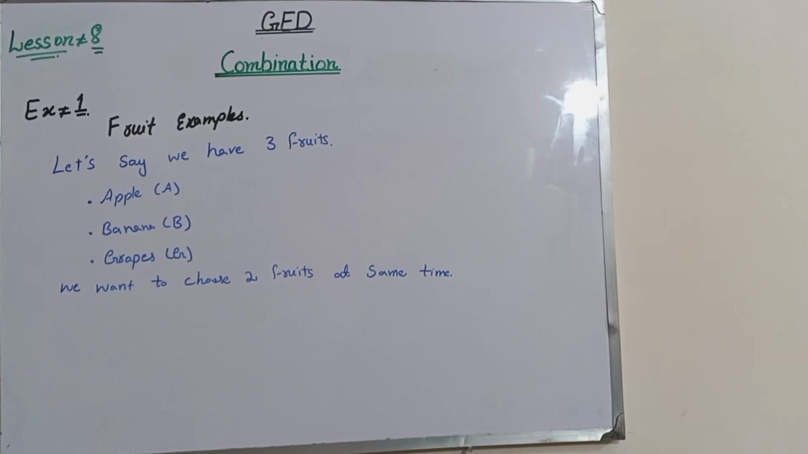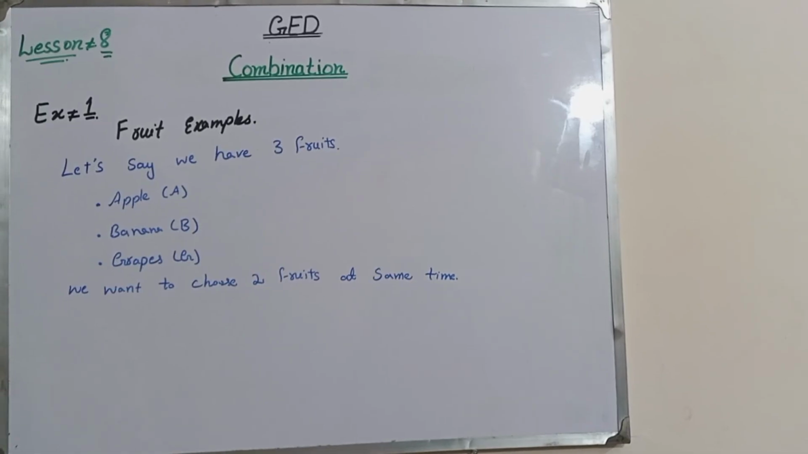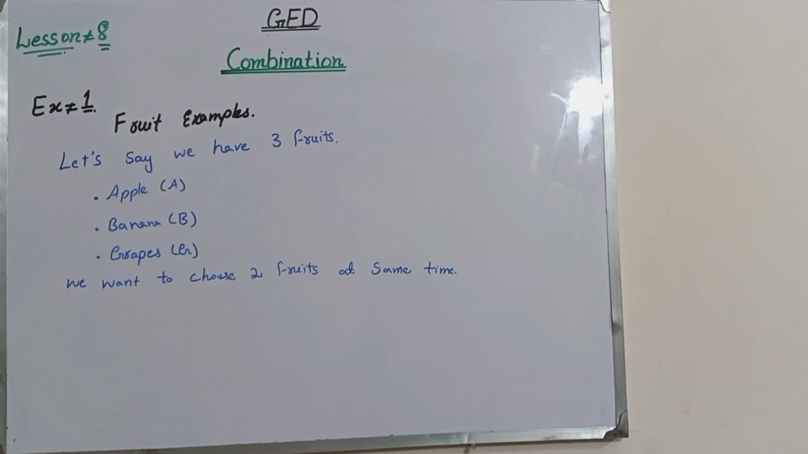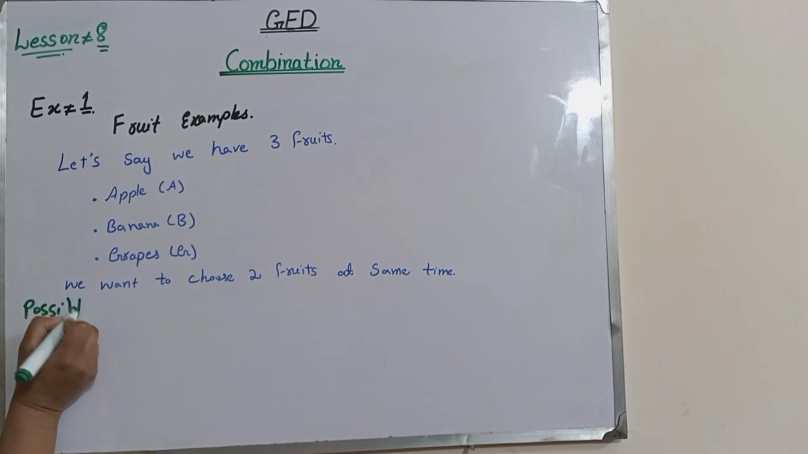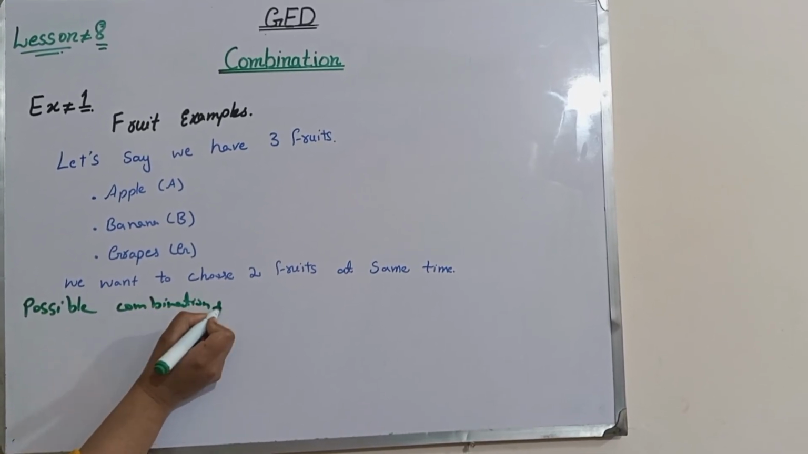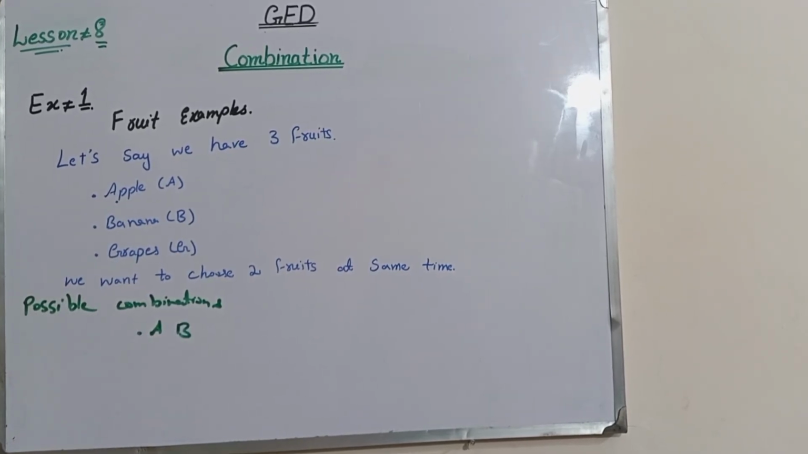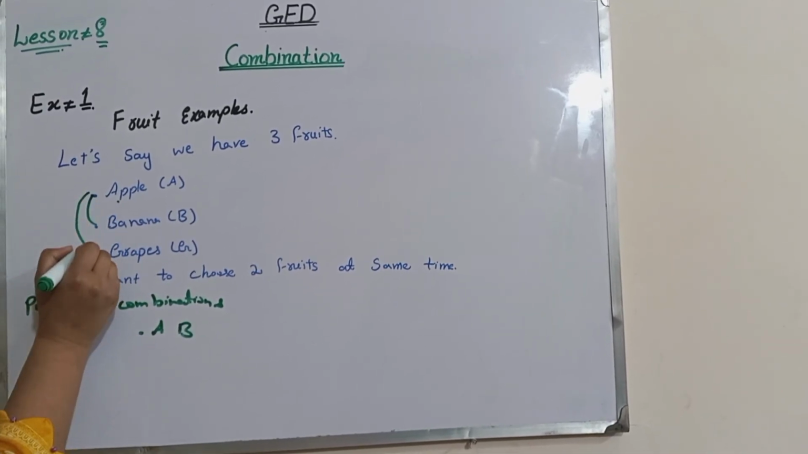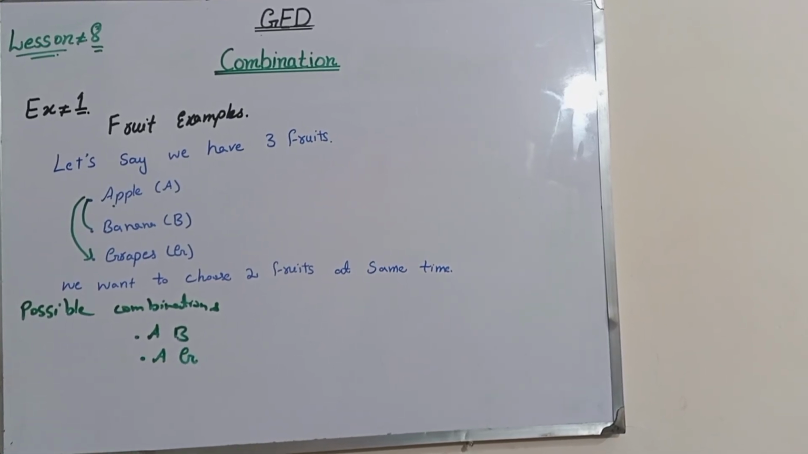Let's say we have three fruits: apple, banana, grapes. This is a complete example. In this example, we want to choose two fruits at the same time. So in the answer, the possible combinations are, just like, apple and banana. This is the first combination. Then apple with grapes. Apple with grapes is the second combination.